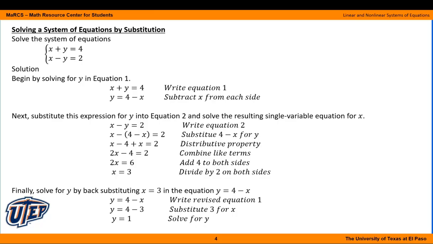Let's solve the system. We have x plus y equals 4 and x minus y equals 2. We begin with the first equation and solve for y. Subtracting x from both sides gives y equals 4 minus x. Now substitute this expression into the second equation. Replacing y with 4 minus x, we obtain x minus (4 minus x) is equal to 2. Distributing the negative sign and combining like terms gives us 2x minus 4 equals 2. Adding 4 to both sides yields 2x is equal to 6, and dividing by 2 gives x is equal to 3.